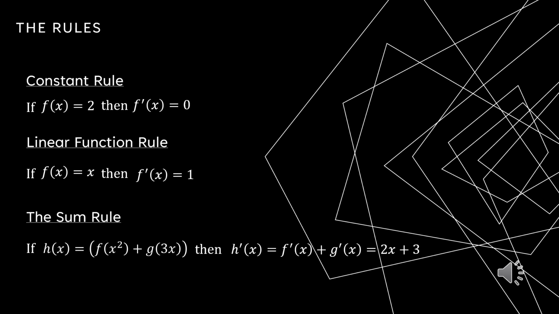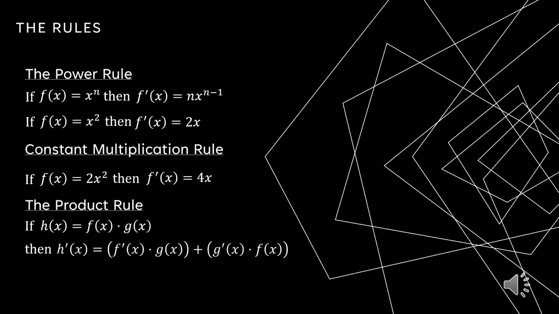Now we come to the sum rule. This simply means if we have two functions added together, the result of this is that we take the derivatives of each of the functions and we add them together. The power rule is used when the function has an exponent, for example, x squared. So the derivative of the function, as we can see on the left, is calculated by copying the power in front of x and taking 1 from the exponent. So in this example, x squared becomes 2x to the power of 1, or 2x.